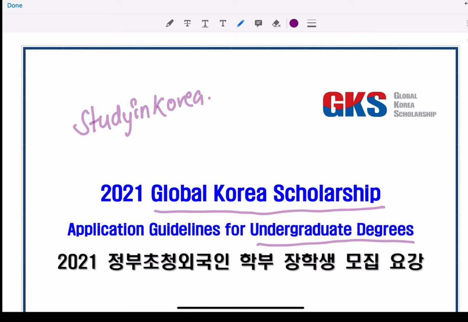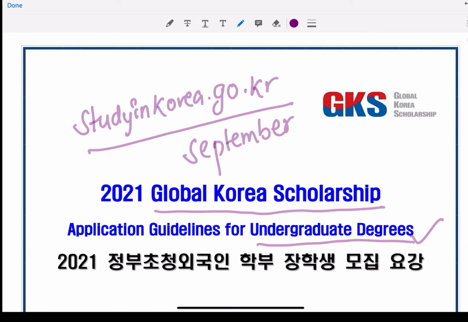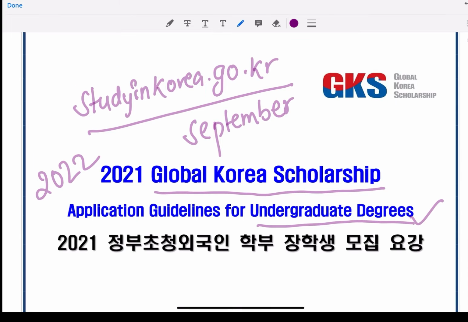I downloaded this form from studyinkorea.go.kr. You can always download this form from this website. For the graduate degree, the application is always announced in February, and for the undergraduate degree in particular, it's always announced in September. So those students who are willing to pursue their undergraduate or bachelor's degree in Korea and are looking for this scholarship can download the form for 2022 in September of this year.